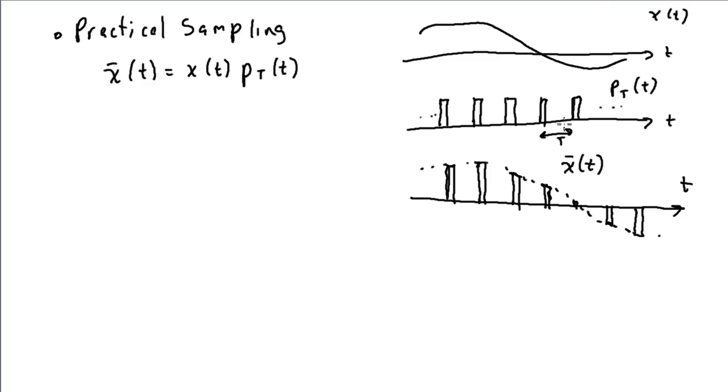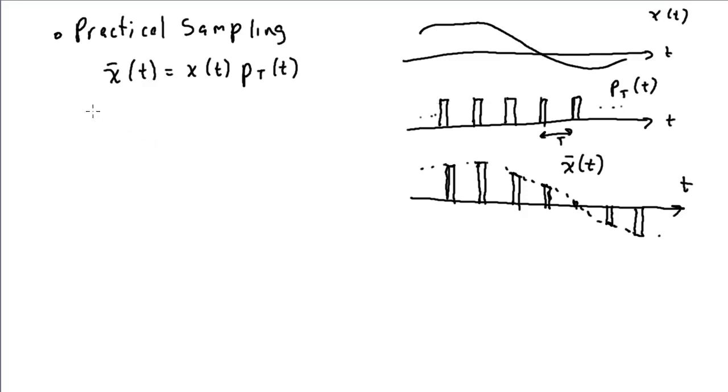Well, we haven't talked about methods for doing this. You can imagine perhaps a switch opening and closing to pass x(t) on through a circuit or system during a particular time interval. We may talk more about this later.